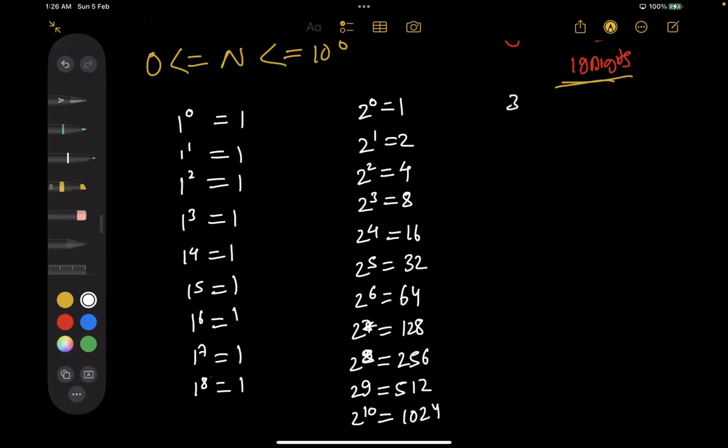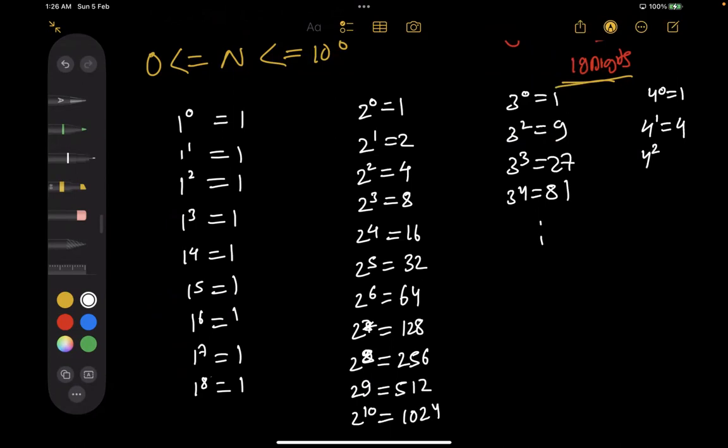Similarly for 3, 3 power 0 is 1. 3 power 2 is 9. 3 power 3 is 27. 3 power 4 is 81, and so on. For 4, 4 power 0 is 1. 4 power 1 is 4. 4 power 2 is 16. 4 power 3 is 64, and so on, right?